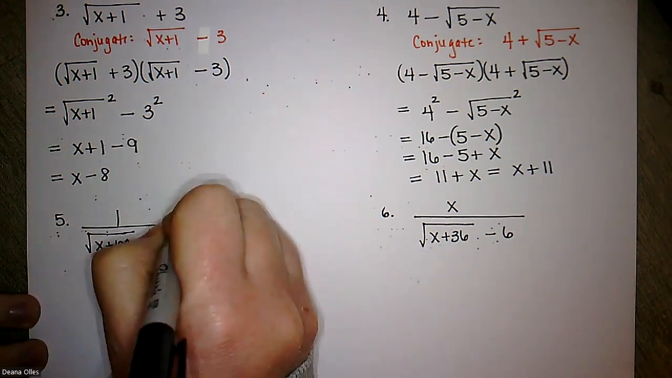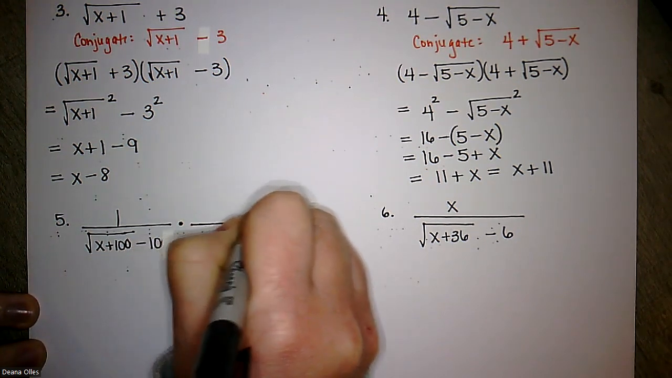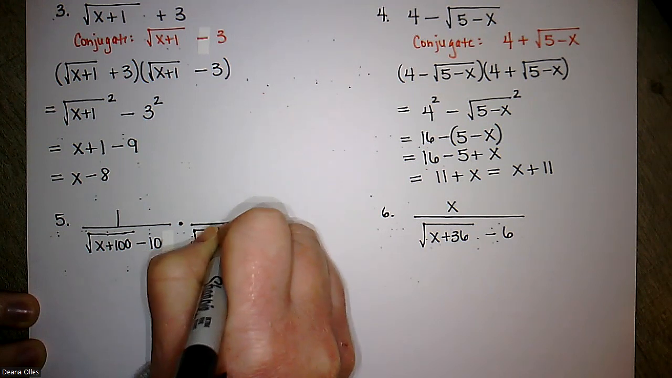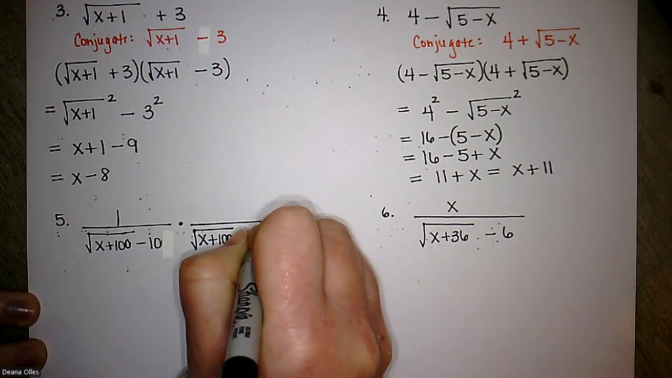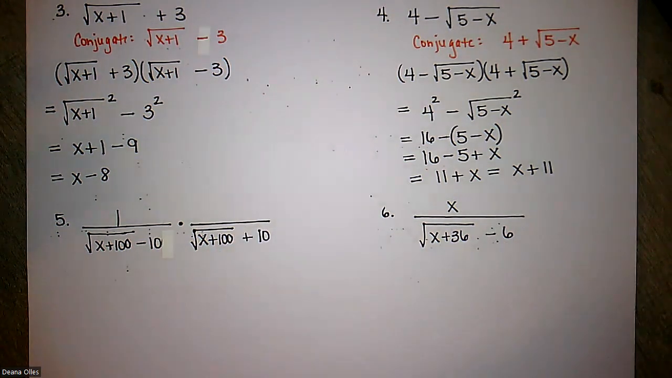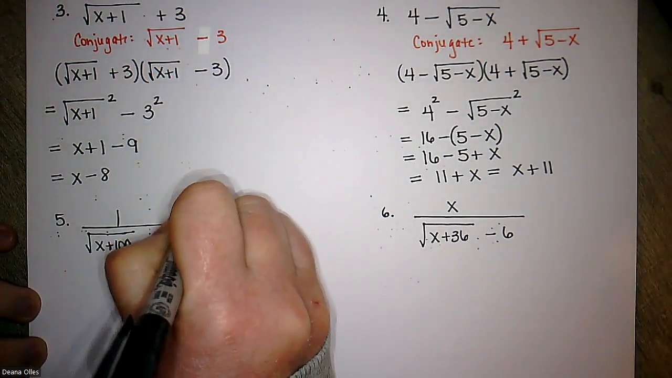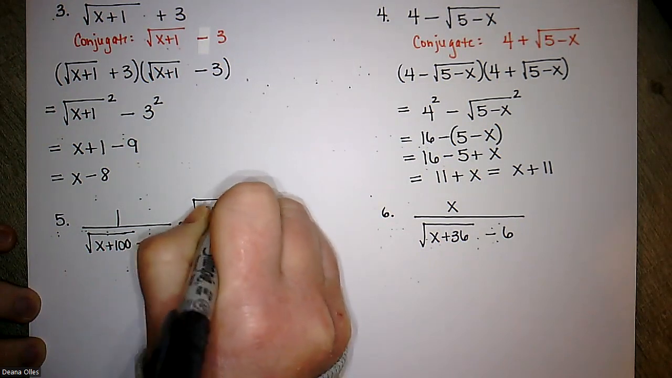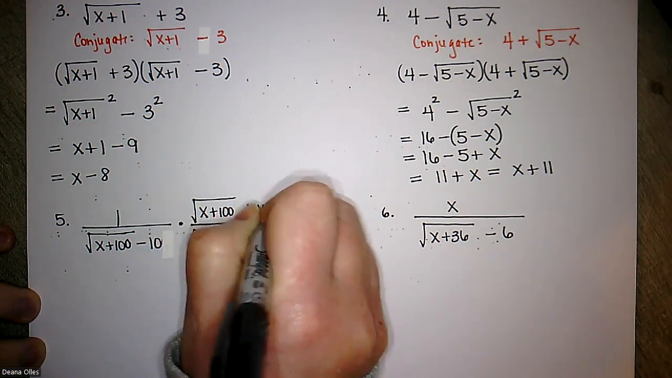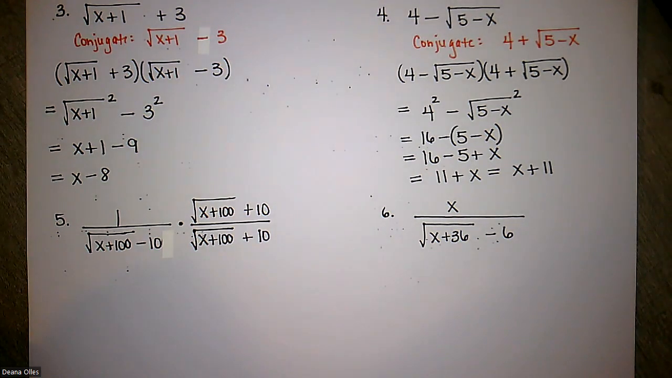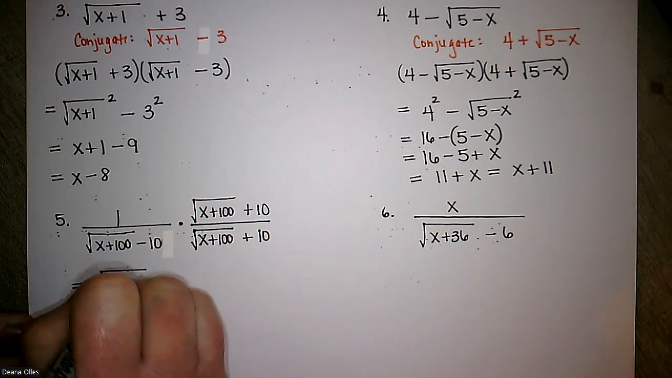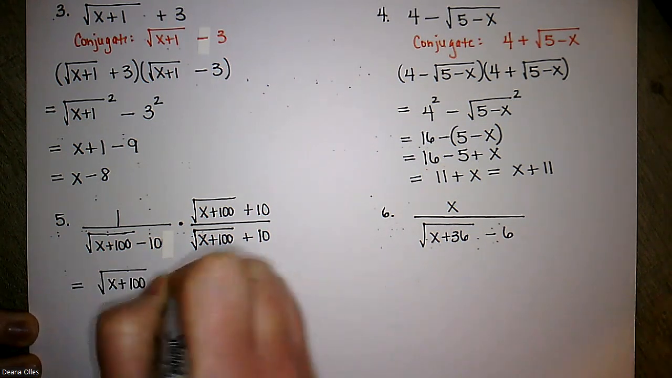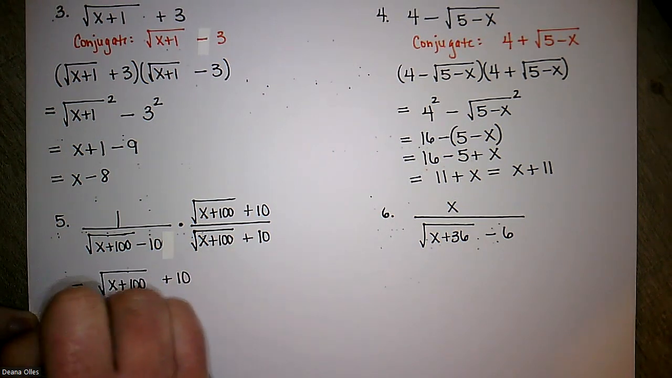The way we're going to do this is we're going to multiply by the conjugate of the thing we're trying to move, which in this case is the square root of x plus 100 minus 10. So I'm going to multiply by the square root of x plus 100 plus 10. But I can't just multiply that in the denominator because I'm changing it. I have to multiply by 1, so that also gets multiplied into the numerator, like so. All right, now 1 times anything is just that thing. So we have the square root of x plus 100, all plus 10, in the numerator.